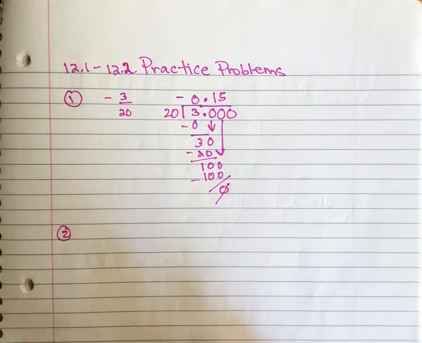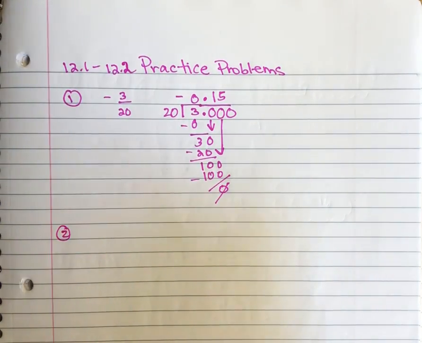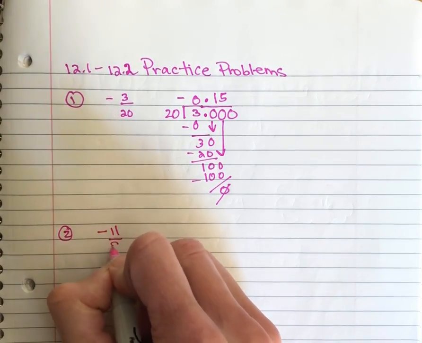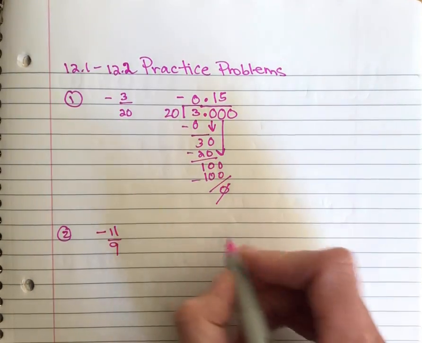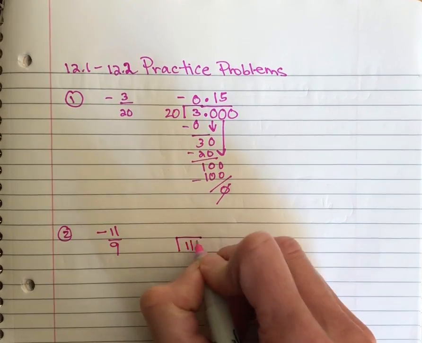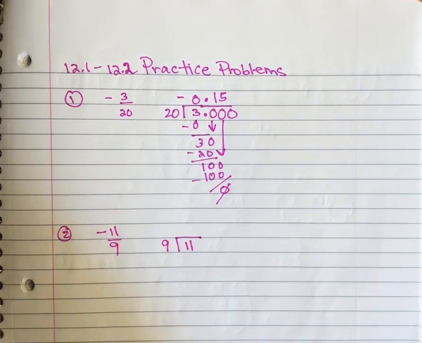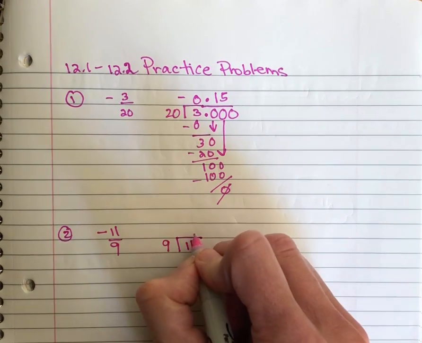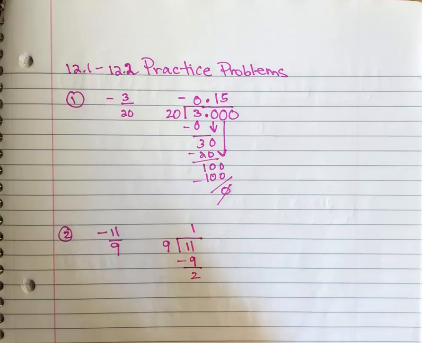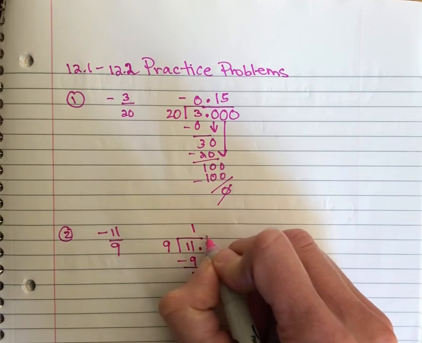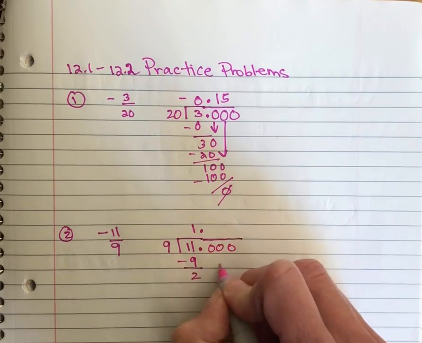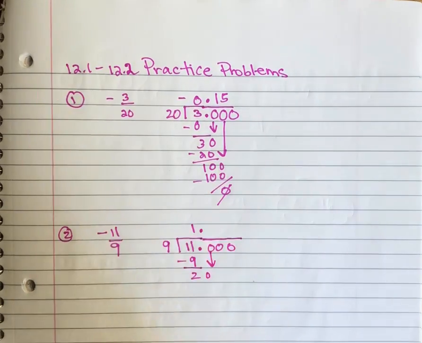Number 2, same idea. Our problem started as -11/9. It doesn't matter which number is bigger or smaller. We always divide our numerator by our denominator. 9 goes into 11 once. Add 9, subtract, and I get 2. Add a decimal point, hop it up right away so you don't forget. Add 3 zeros, bring down the first 0.